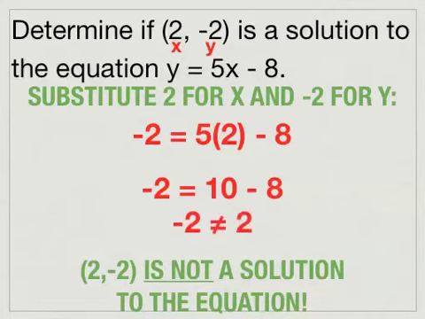So negative 2 does not equal a positive 2. So (2, -2), the ordered pair, is not a solution to the equation. Notice in the last example that we had done, my last step said 15 equals 15. Because that was true, my ordered pair was a solution. In this case, I have negative 2 equals positive 2. That is not a true statement. So it is not a solution.